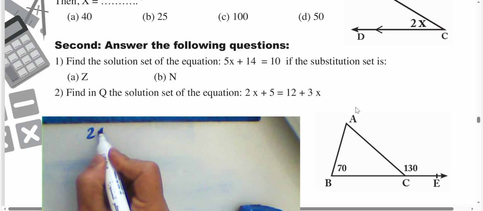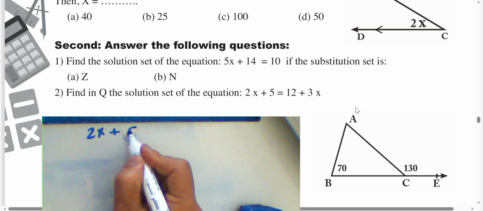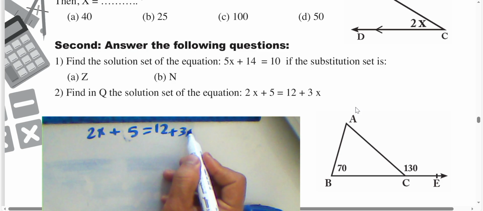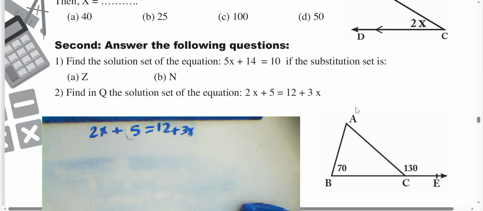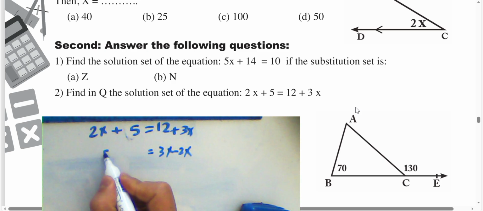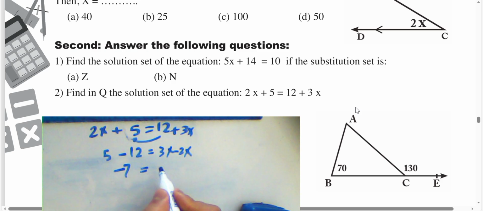Okay, right here, 2x + 12 + 5 = 12 + 3x. Okay, first step, 2x move here, write 3x - 2x, and 5 subtract by 12, move 12 here. It will be negative 7 equal x. Then x will be negative 7.